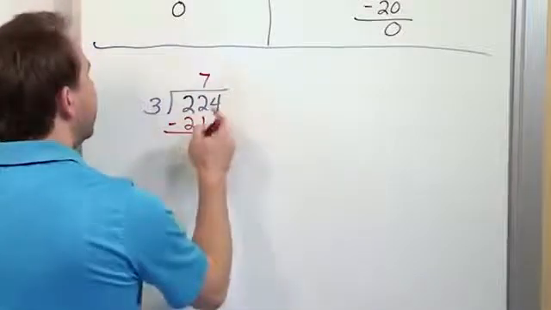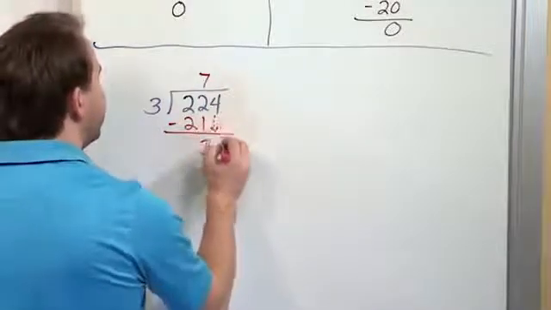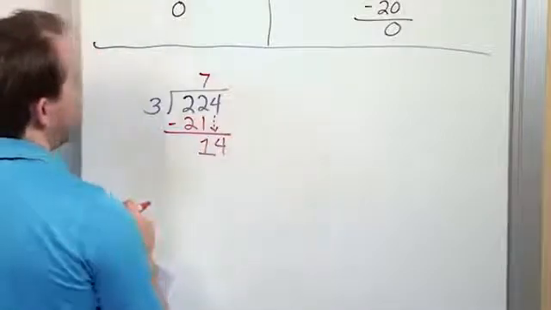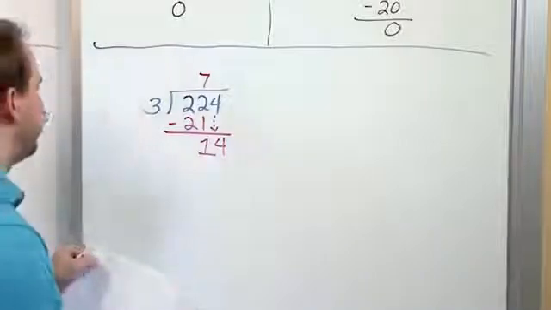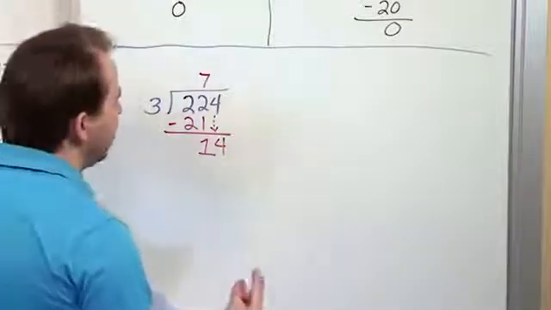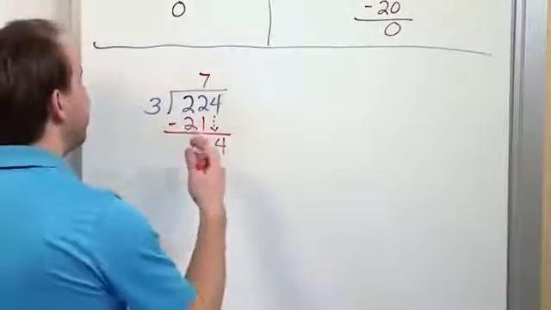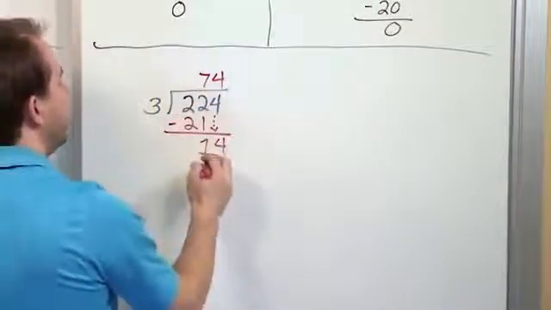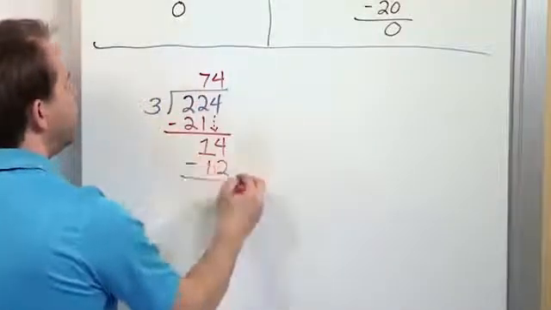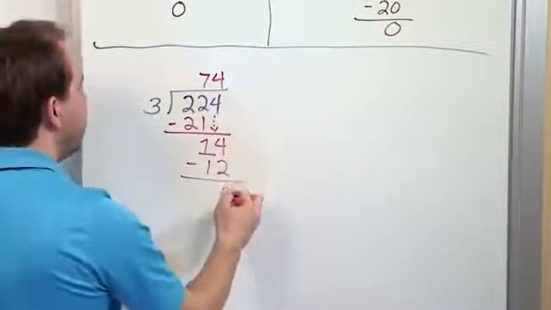Now we're not done because after we subtract, we always drop the next digit down. That is a 4. Now we look and say, how many times can 3 go into 14? Well, 3 times 4 is 12. 3 times 5 is 15. That's too many times. So 3 times 4 is 12. We put a 4. Now we multiply. 4 times 3 is 12. And again, we subtract. 14 minus 12 is 2.